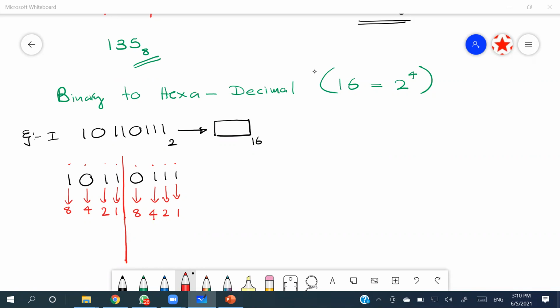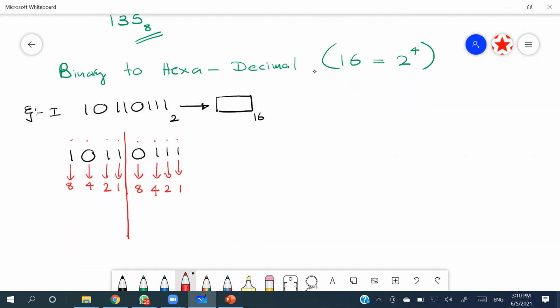Right, now the drill is easy. You know what to be done, right? Wherever you find a 1, you consider those place values to add up. We are not considering 8 because 8 has 0 above it, so 8 into 0 means 0.